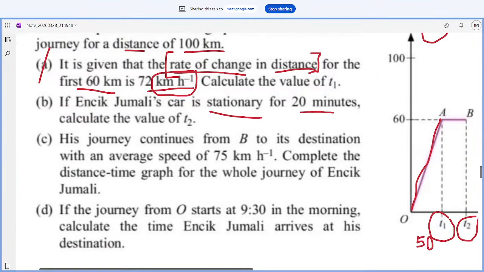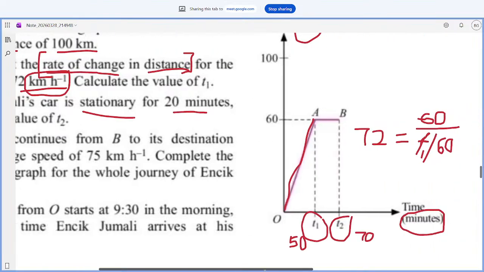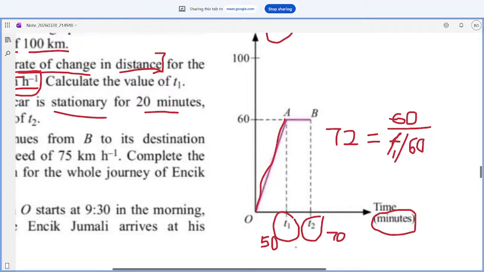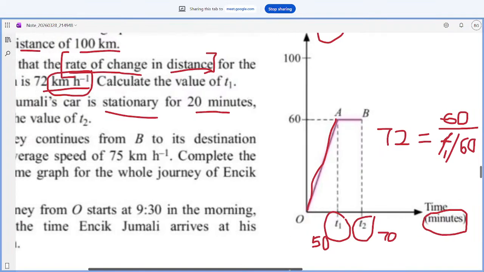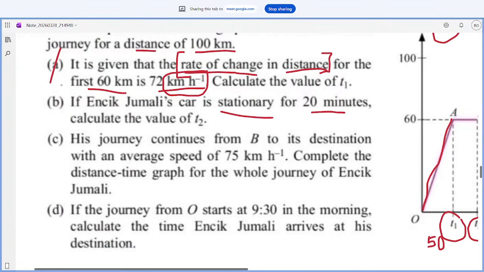Yeah, 1 hour 20 minutes, 10 minutes. But you know to write like that because they want it in minutes. Okay, dia nak jawapan dalam minute. So you just say 70. Okay, don't convert to hour. Alright? Okay, so this one done.